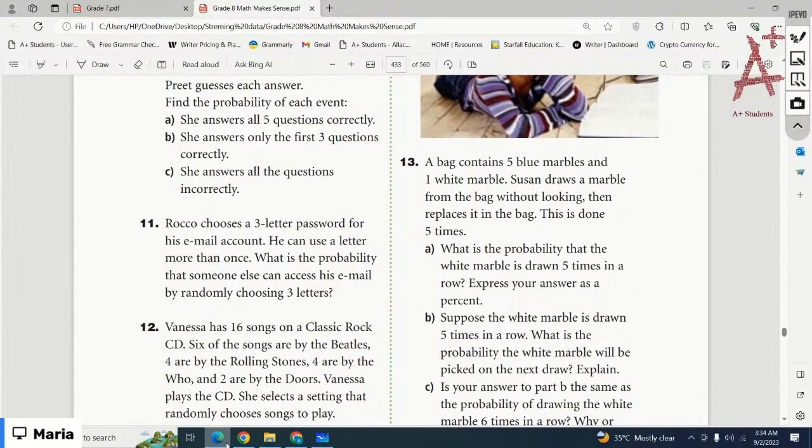Okay, a 3-letter password. He can use a letter more than once, which means repetitions are allowed. So, what is the probability that someone else can access his email by randomly choosing 3 letters?